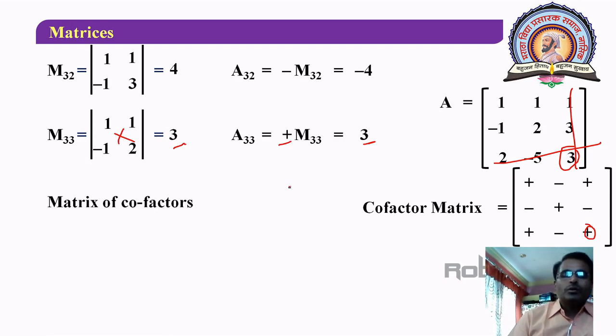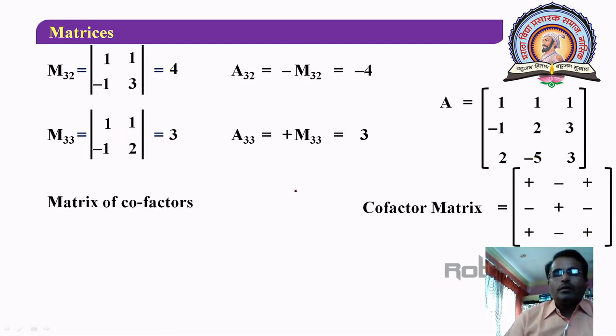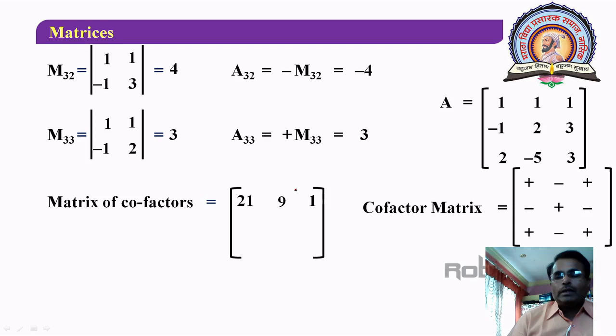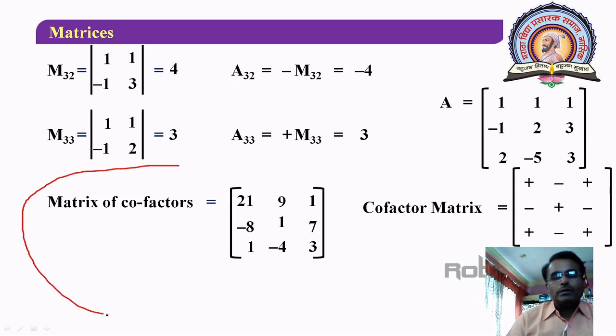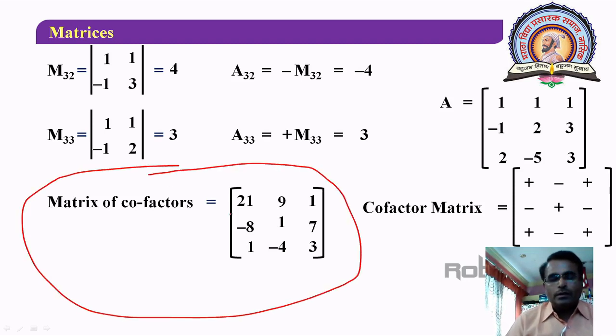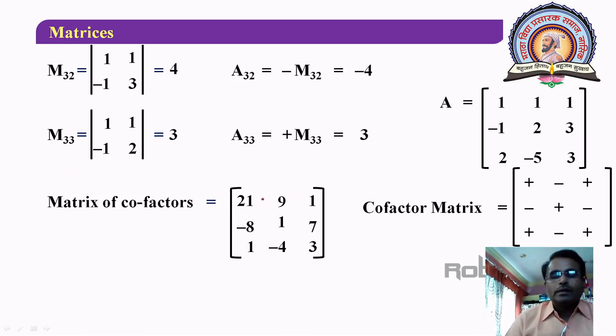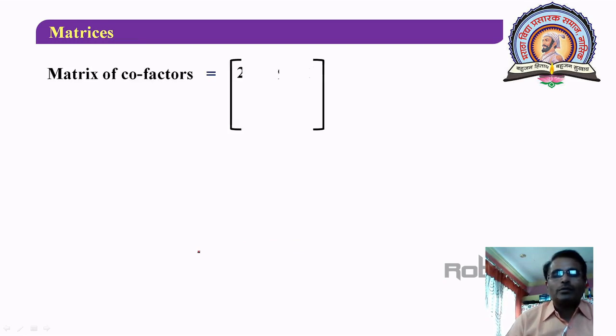So matrix of cofactors will be whatever the elements we have seen earlier, those all are collectively written here, 21 9 1, then minus 8 1 7 and 1 minus 4 3. This way you can consider the cofactor matrix. Now you have to consider the cofactor matrix, which we are going to use for finding adjoint. So let us see here, 21 9 1 minus 8 1 7 and 1 minus 4 3, the same matrix is written here also, matrix of cofactors.